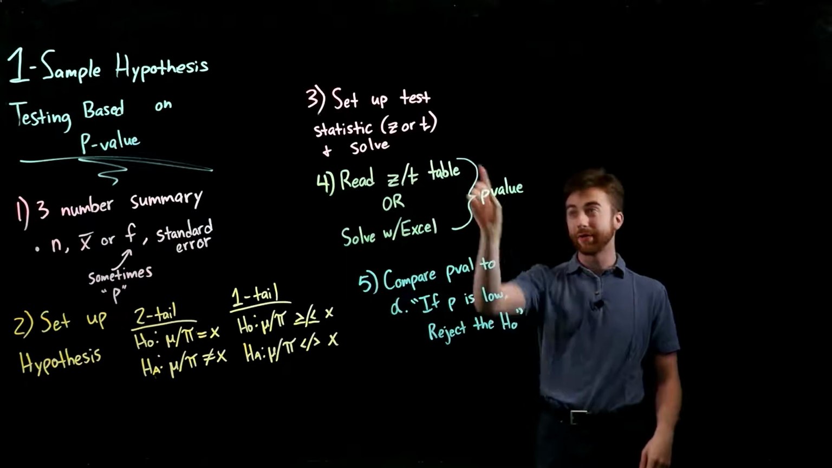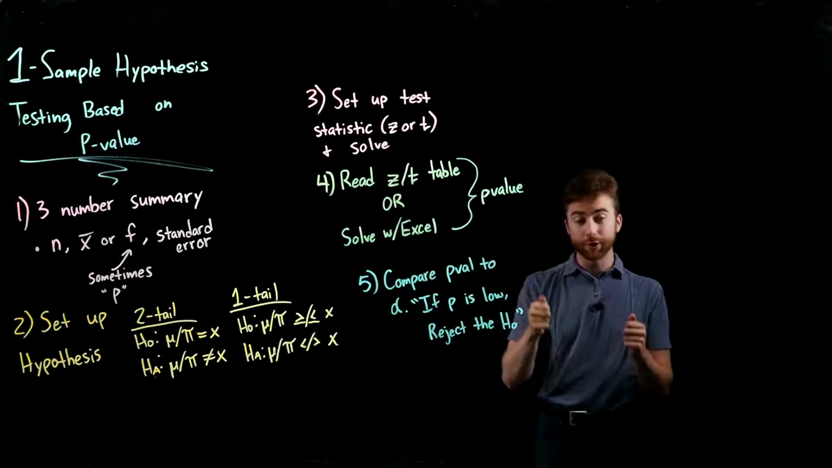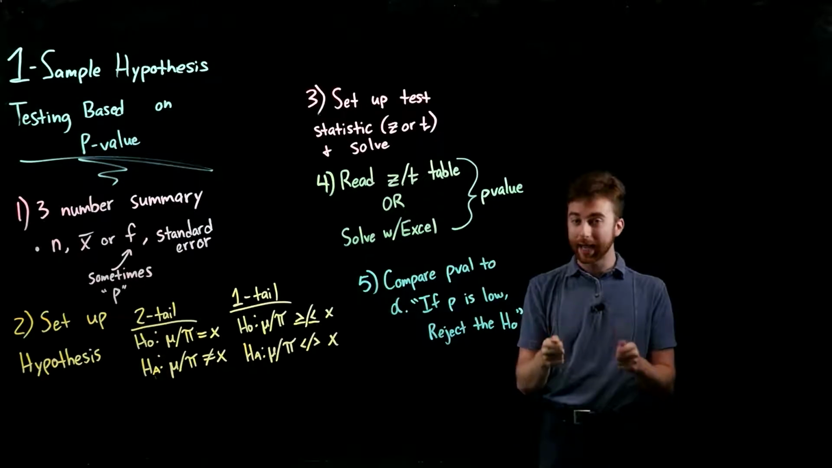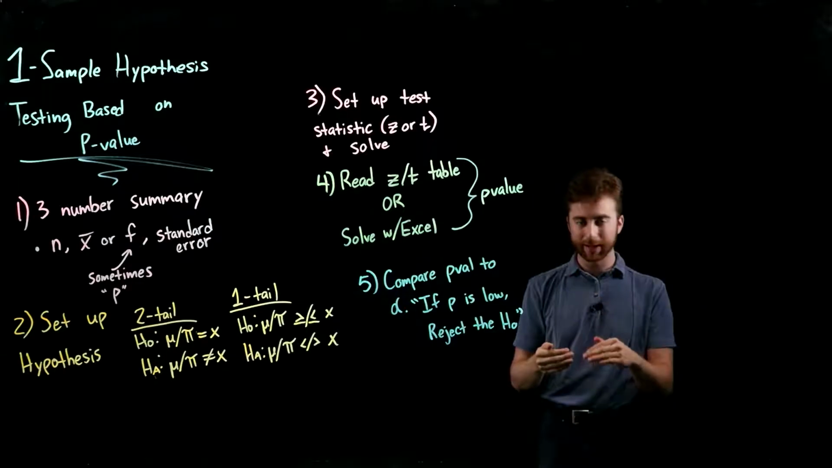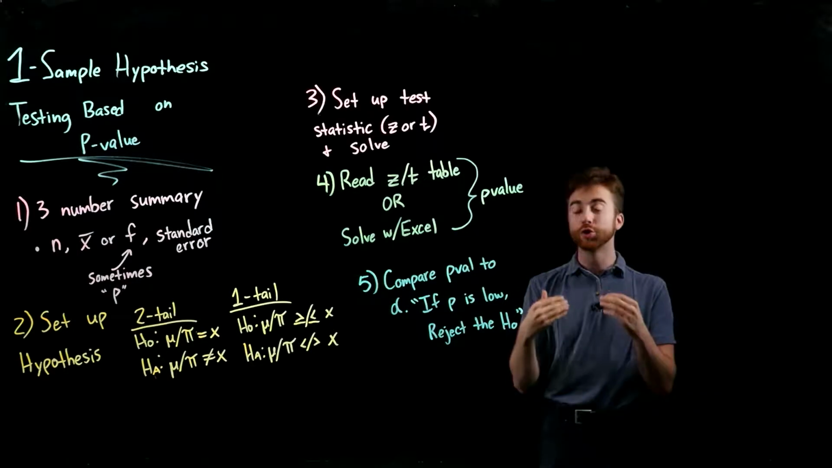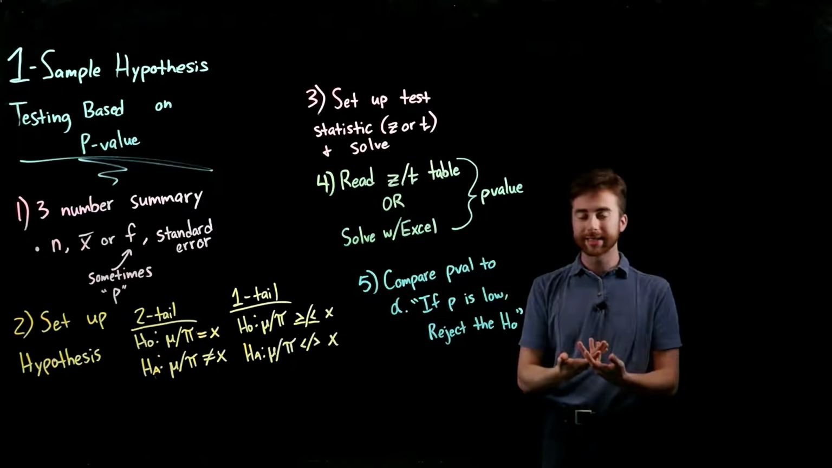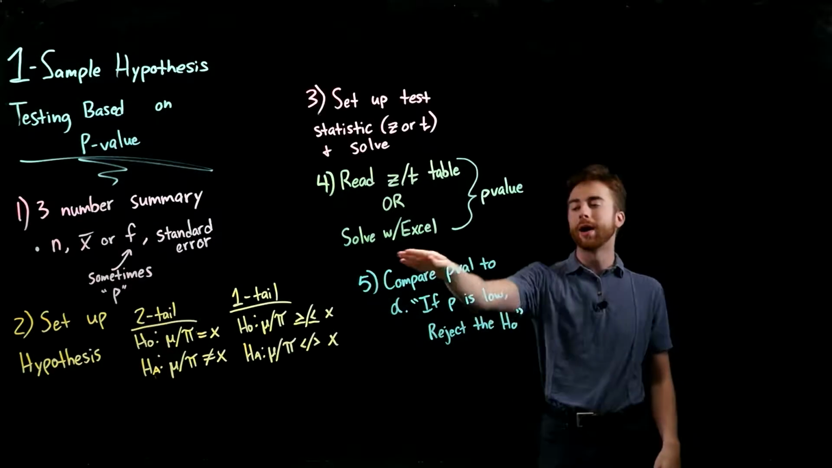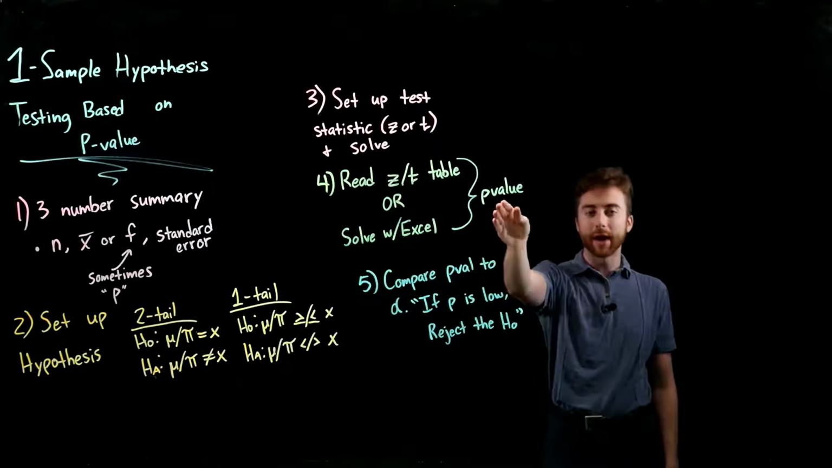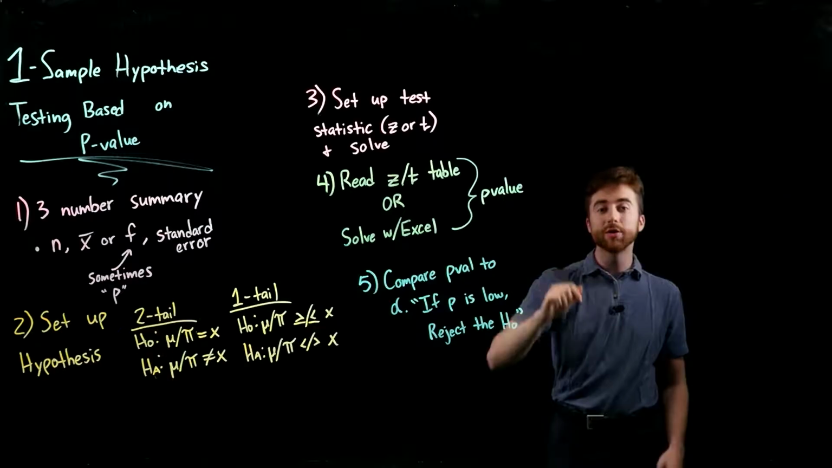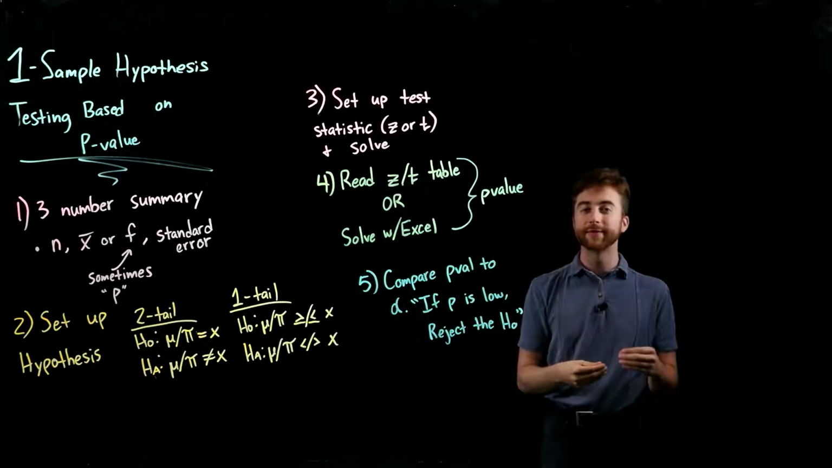After you find your z or t test statistic, you're going to do one of two things. If you're using the z or t tables to find a p-value, I have another video, which I'll timestamp and put in the description, on how to read those tables to find your p-value. Or if you're going to solve with Excel, I'll have another video on how to find the p-value in Excel. Finally, once you have your p-value, you're going to compare it to something called alpha, which is known as the level of significance.